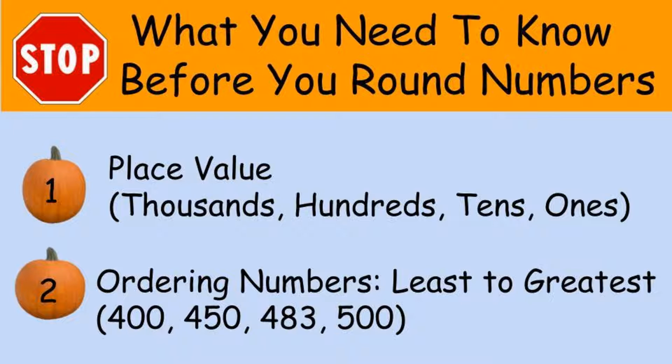The other math skill that you need to know is how to order numbers from the least to greatest. 400 comes first on a number line, followed by 450, 483, and finally 500. Make sure that you review these two math skills before you begin rounding if you need to, but continue watching this if you are ready to round with me.